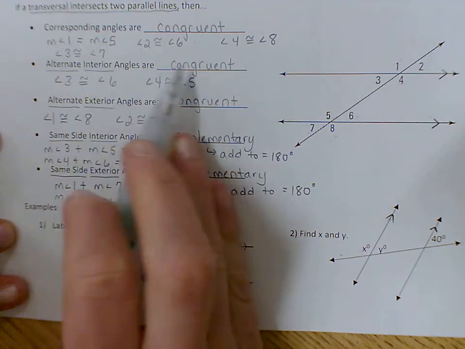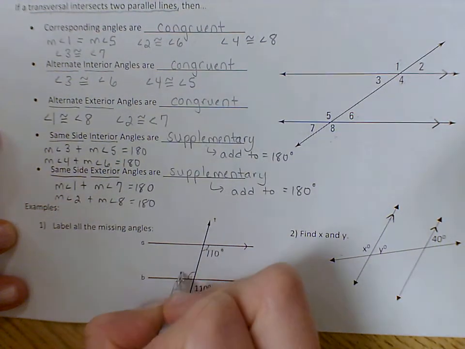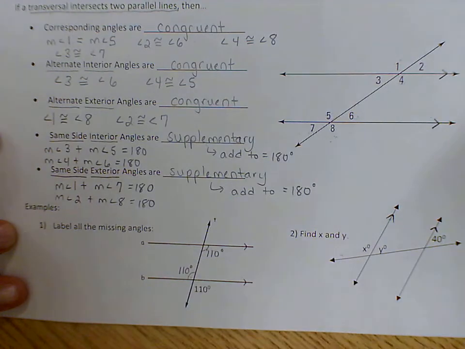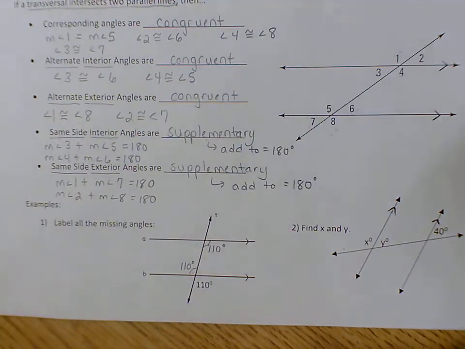Alternate interior angles are congruent. So that means that these two are equal. So this one would have the same measure. And notice these two are vertical angles, so that should make sense. So all of this is going to kind of come back around.